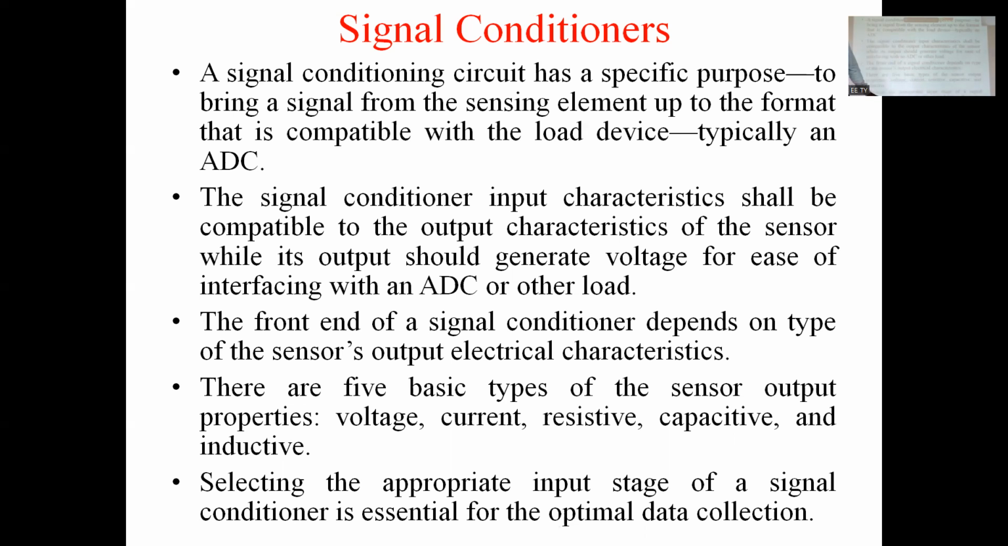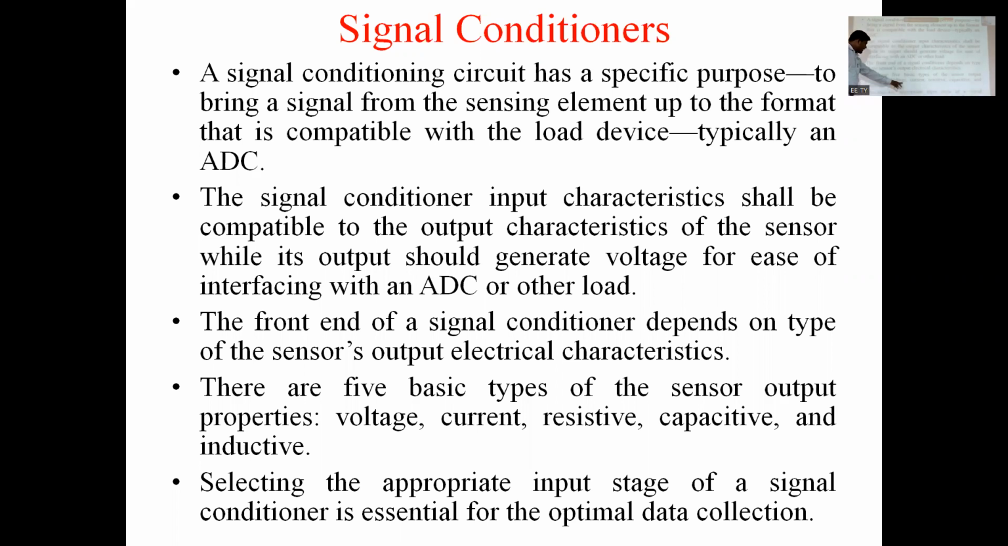Right. So these are the 5 basic types of output characteristics. That means the sensor output is in one of 5 formats: voltage, current, resistance or resistive, capacitive and inductive. So we require interfacing circuitry depending upon that output. Whether the output is in the form of resistive, so the interfacing circuitry input characteristics should also be resistive, right?